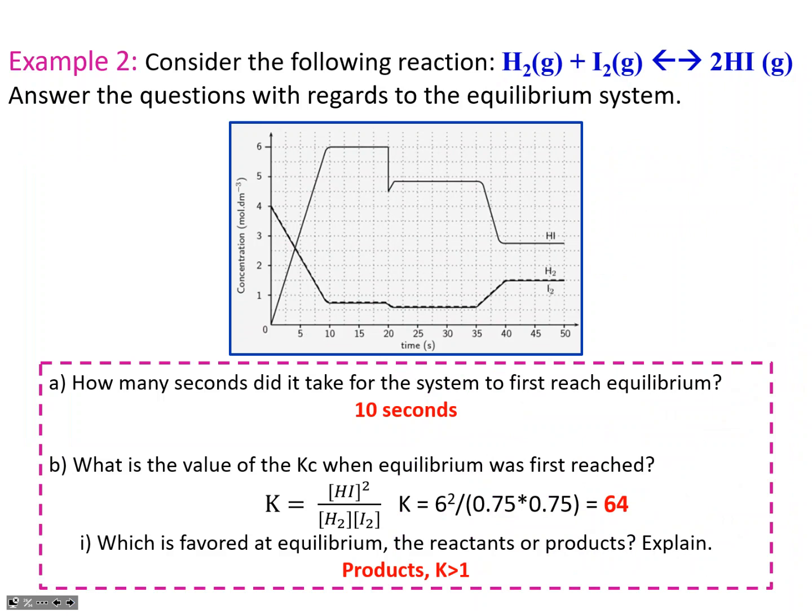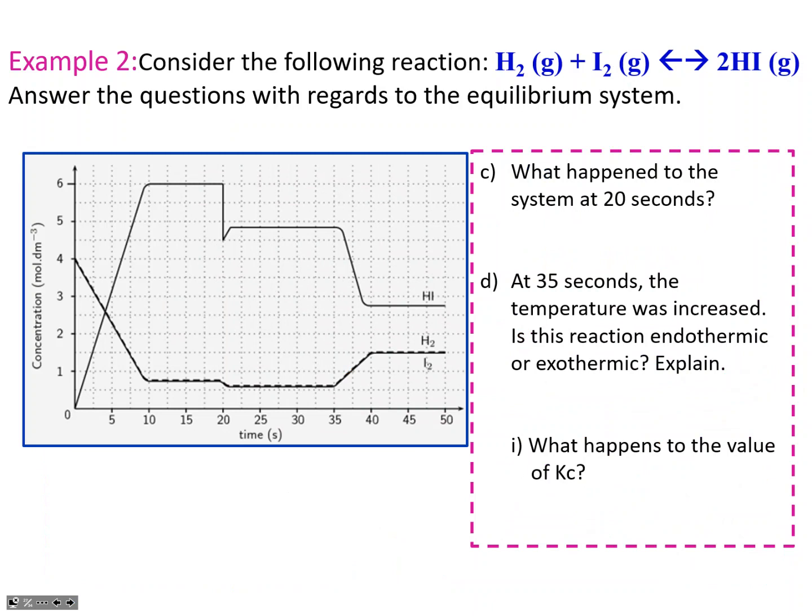All right, so 10 seconds, 64, products, K is greater than 1. Looking at C, we have what happens to the system at 20 seconds. Right here, we notice we've got issues going on, things are changing. So what happened there? Yes? HI was added, like the products were added. More products were added? Oh no, I removed. The products were affected, but they were moved, yes.